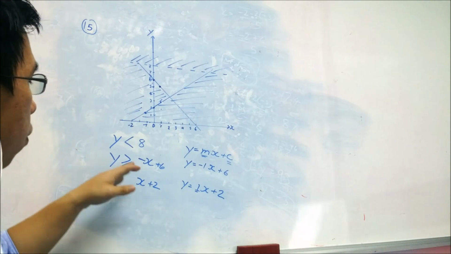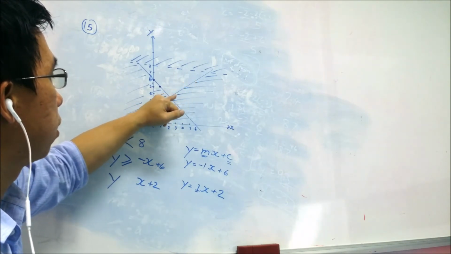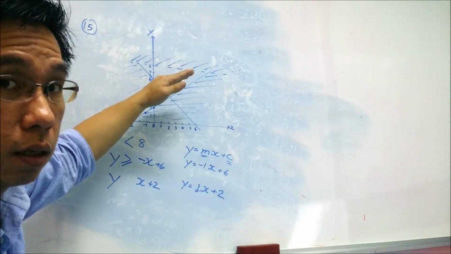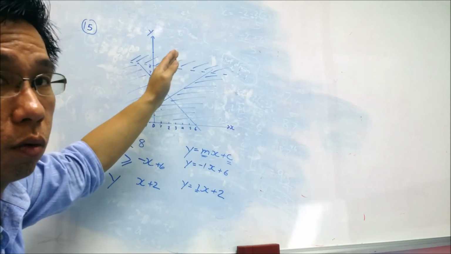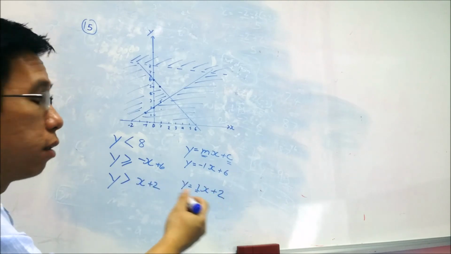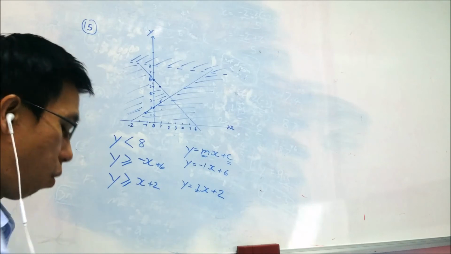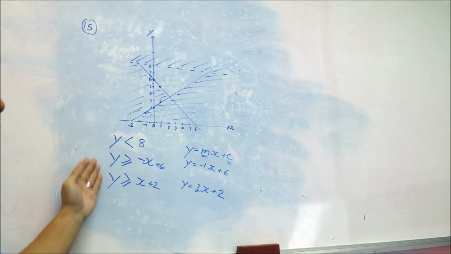Now, what is the sign here? We look at the unshaded region, which is above this line, which means we need a higher value than this. Higher value means more than, and it's a solid line, not a dotted line, so always the equal sign. So that's it. We have the three inequalities.